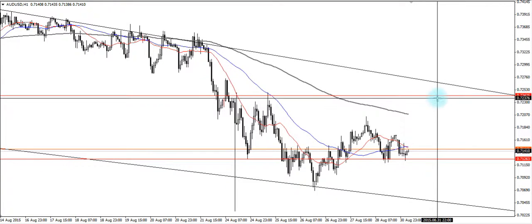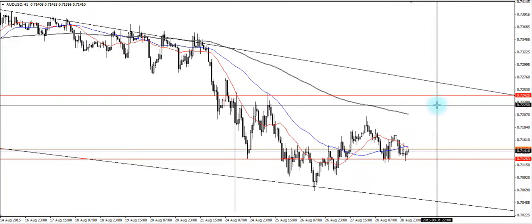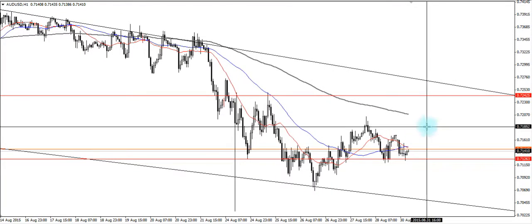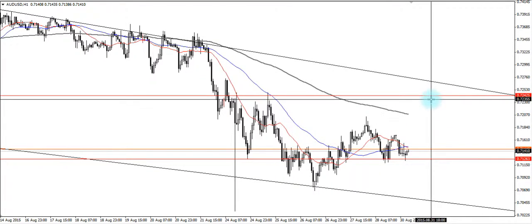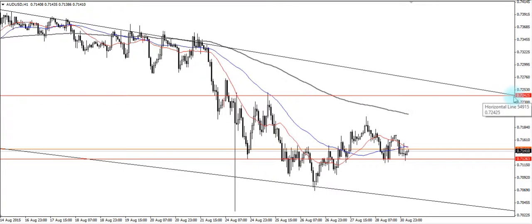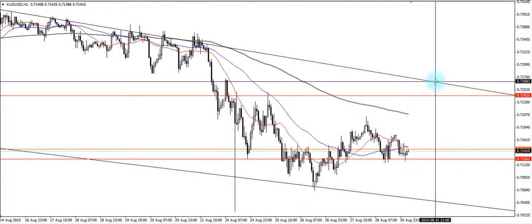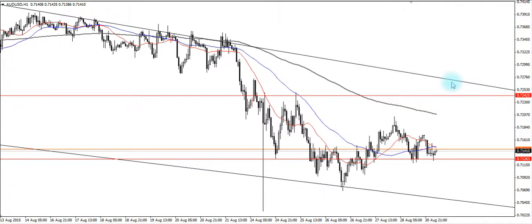Alright, and at the take profit level, we're aiming for the first level at the price of 0.7189, then followed by 0.7242. Of course, the top, or rather the falling trend line itself. Alright, so that's pretty much for the Aussie against the US dollar.